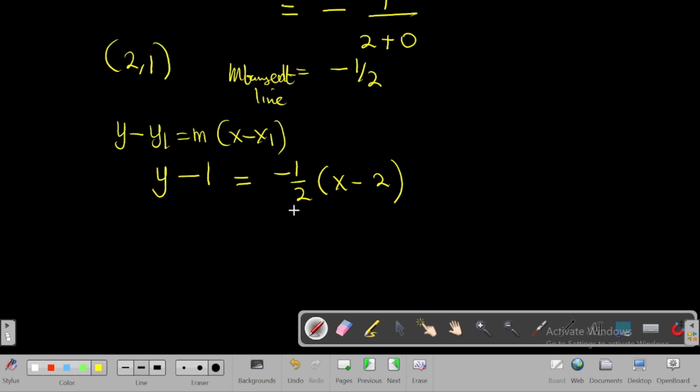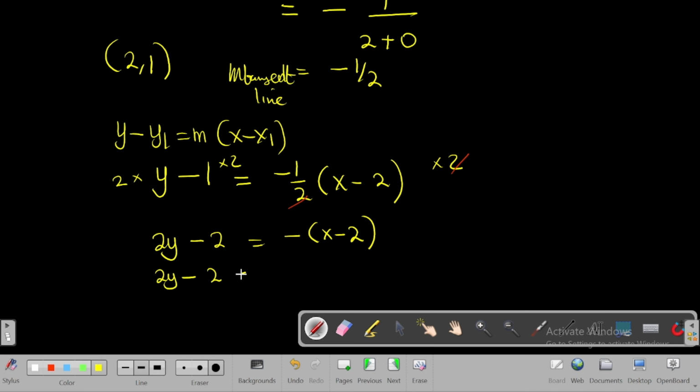From here we can multiply the 2 with this side of the equation. So we'll say 2 times, the LCM is 2. So 2 times y is 2y. 2 times negative 1 becomes negative 2, is equal to, then the 2 cancels the 2, right? Because we are multiplying all the sides by 2. So it becomes minus into bracket x minus 2.